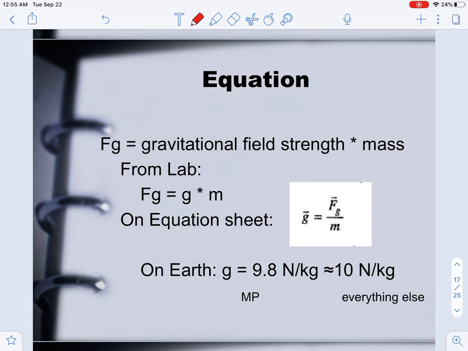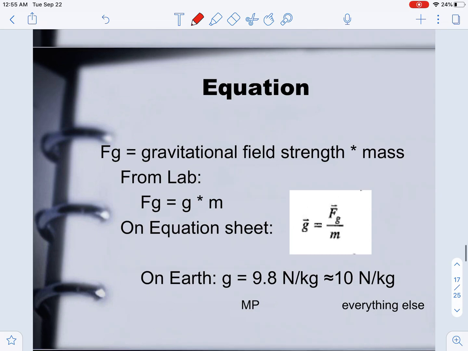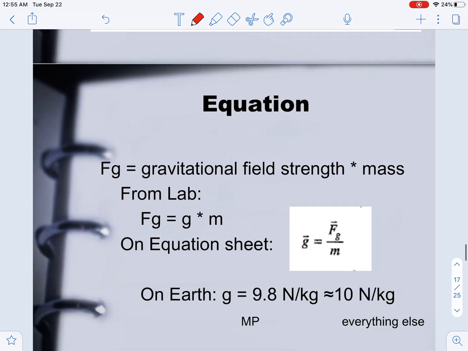Hey everyone, I'm going to use this video to solve equilibrium force problems. In order to do that, we're going to start with the equation that you got from your lab. Fg is equal to the gravitational field strength times mass. Fg is really just the force due to gravity, or weight.